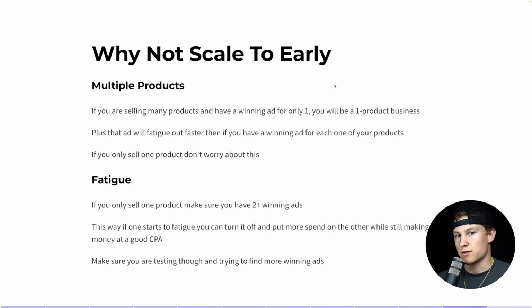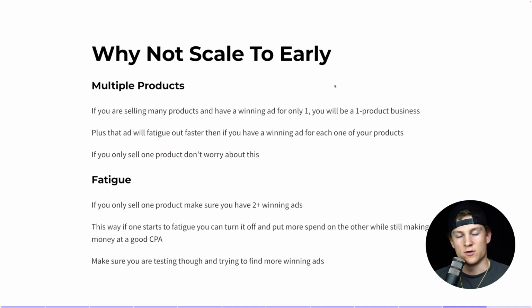Well, if you have multiple products and you have one winning ad for one product and you scaled that ad up, it may fatigue out early, and then also you become a one product company. You're crushing one product and you're not selling any other products. You want to be able to sell all of your products. So at least have one winning ad for each product so you can scale evenly and be selling a decent amount of all of your products rather than only selling one product.